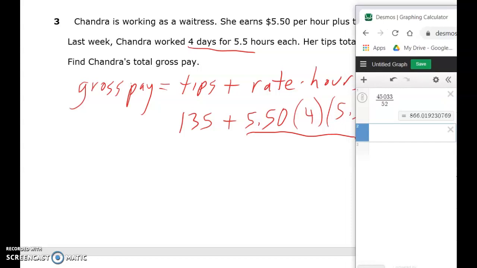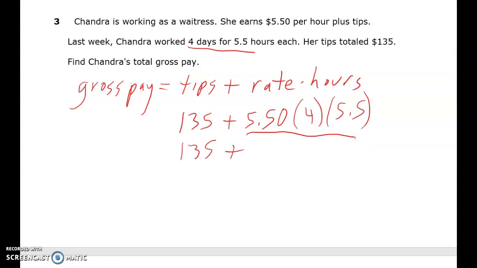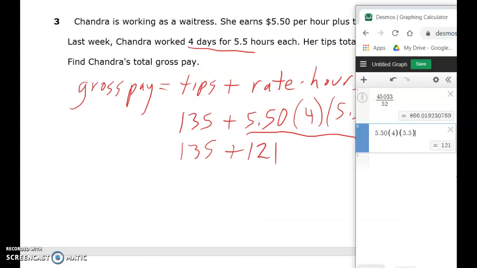So you would do the 5.50 times 4 times 5.5. Just coincidence that those are the same. That she's getting that much per hour and that she worked that many hours. Just a coincidence. So we have 135 plus 121. And we add those together. And we get 256.